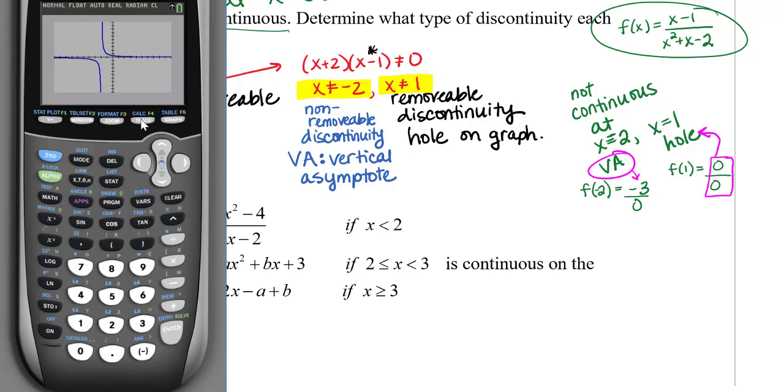But if I go ahead and say second calculate or second trace, gives you your calculate menu, a value at x equals 1, I can see that my y value here is blank, and that's because that is a hole. Depending on what your window looks like, you may actually see a jump at x equals 1, but I can just verify it quickly this way as well.